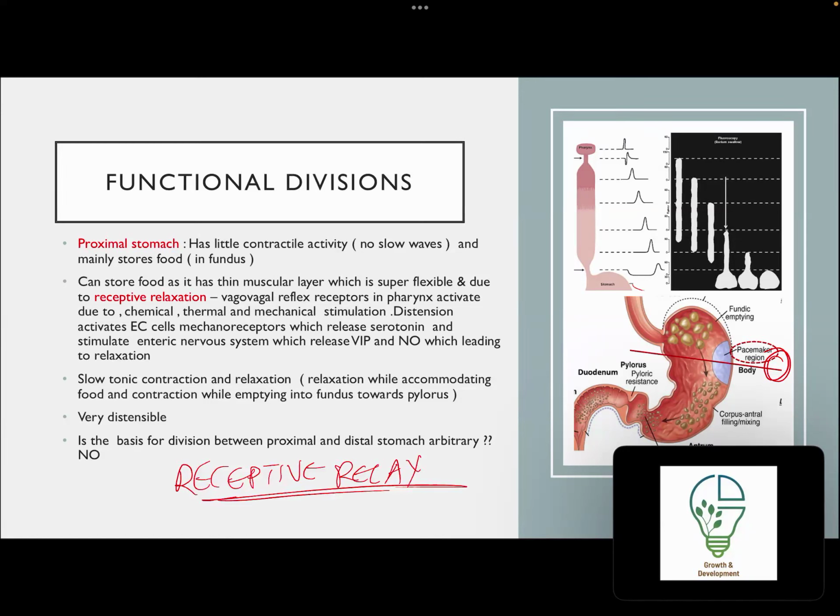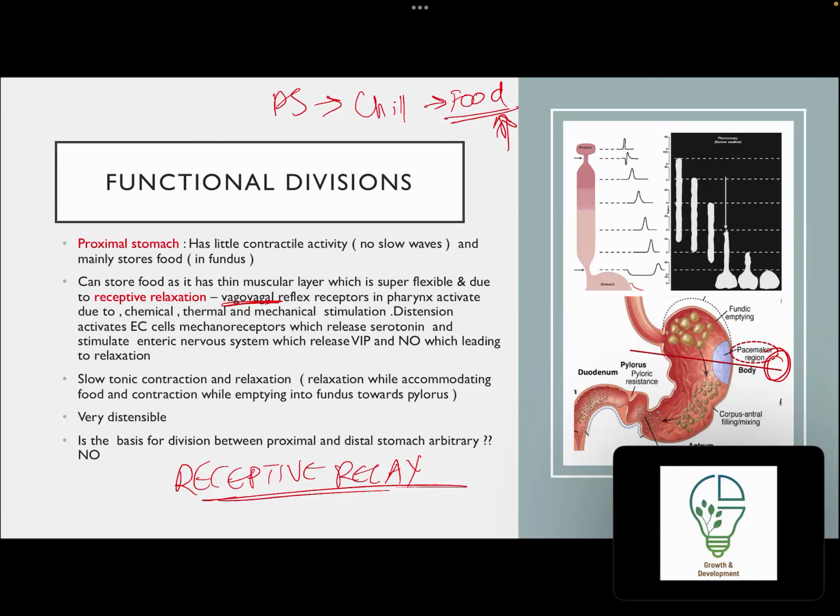So remember the vagovagal reflex, right? I swear, if you guys don't remember it after all of this, I'm going to be so sad. Vagovagal is the vagus, and vagus is parasympathetic, and parasympathetic is chill, and chill means food. So the vagovagal reflex is going to do everything that makes it possible for food to be digested.